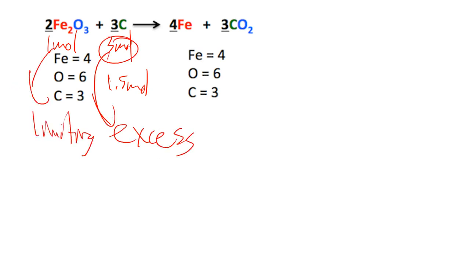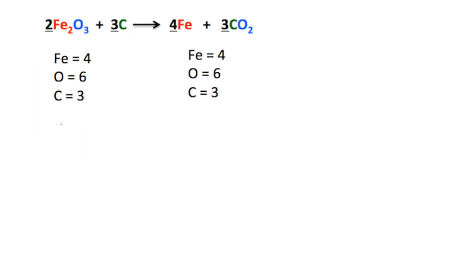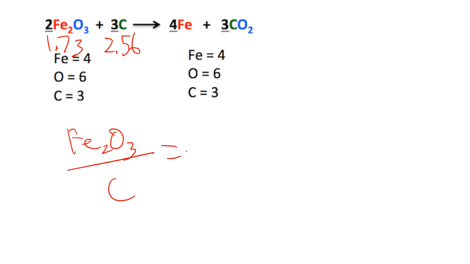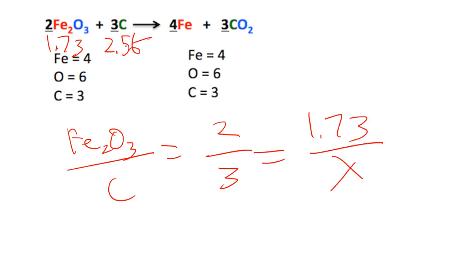Okay? And once again, we use our good buddy mole ratio to figure out, let's say this was 1.73, and this was 2.56. We want to know what's limiting and what's in excess. Well, let's do it. We have iron oxide over carbon. The mole ratio is 2/3, and we have 1.73 iron oxide, okay? And we replace the one we don't care about with X. We scratch that and we just replace it with X, and we solve for X.